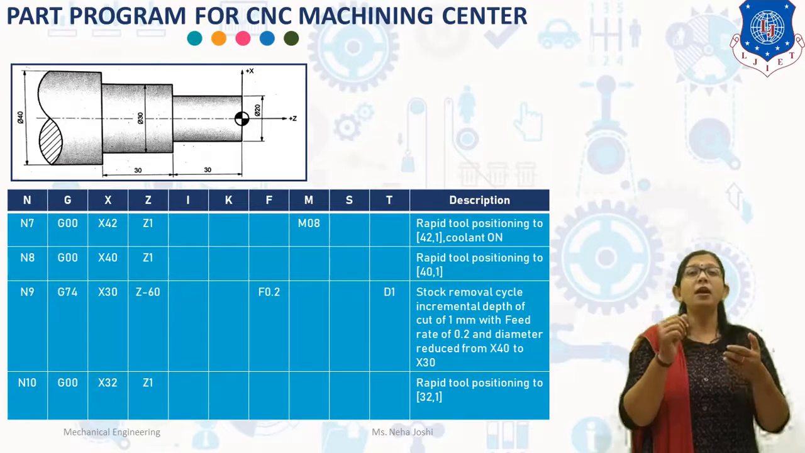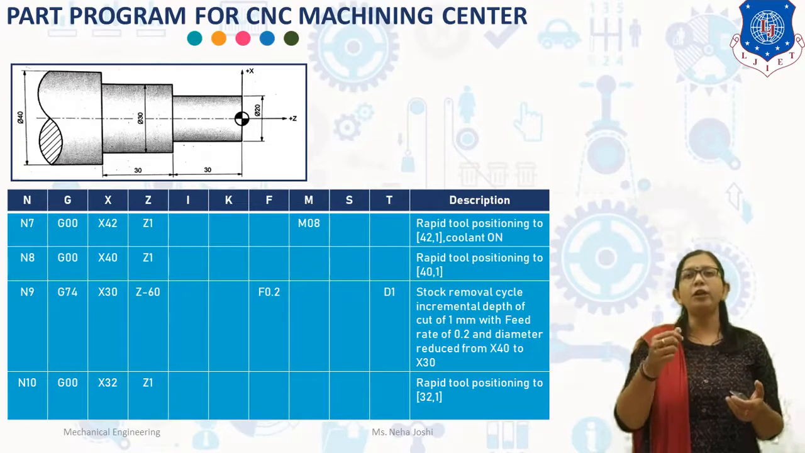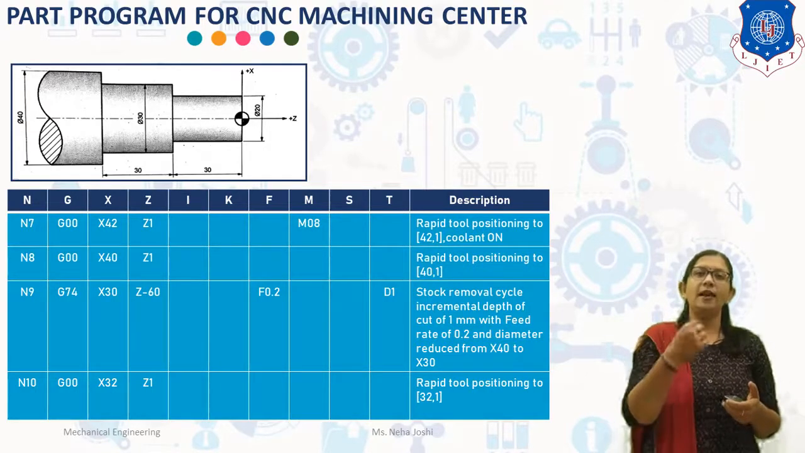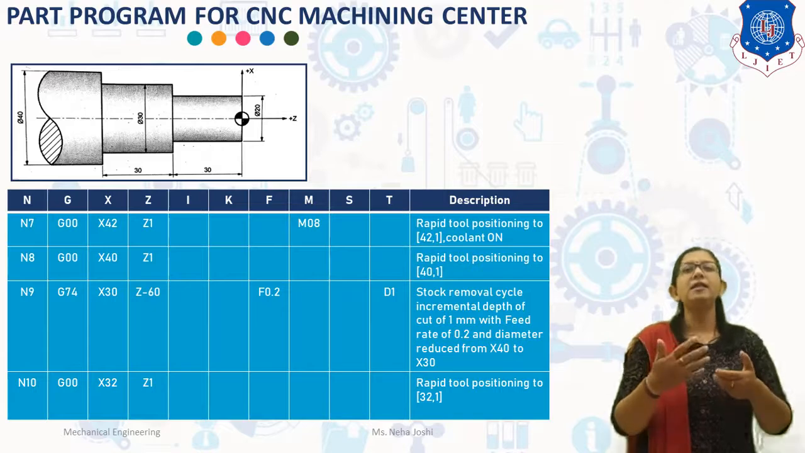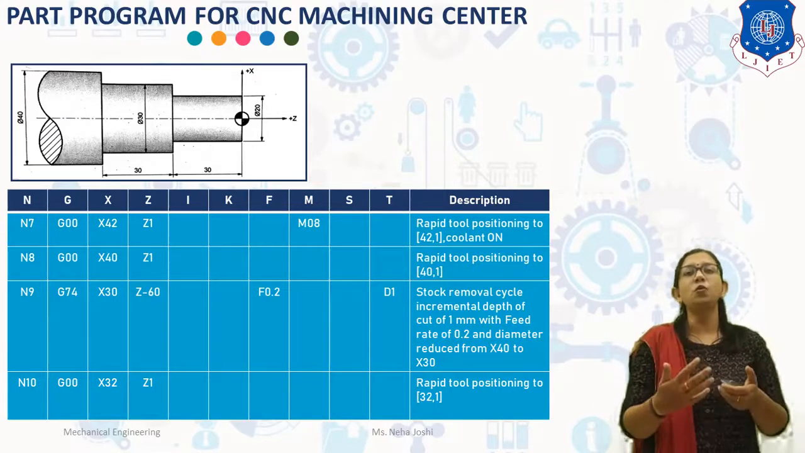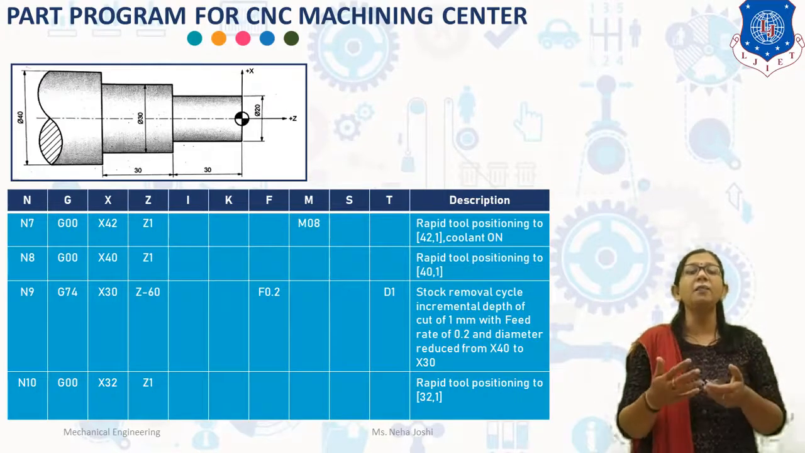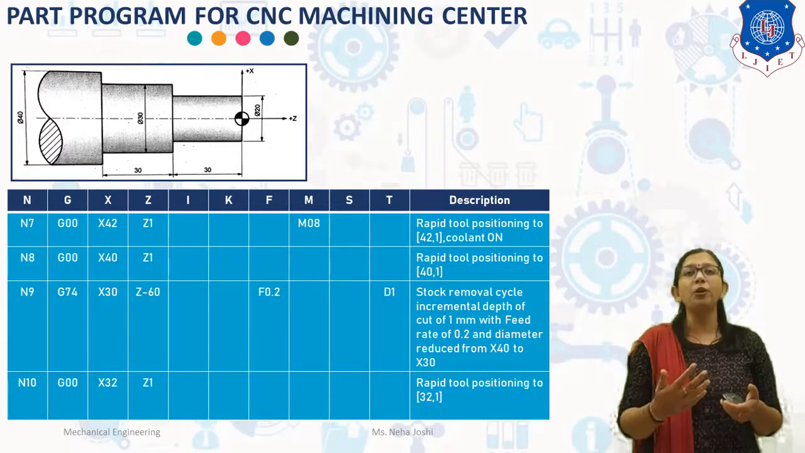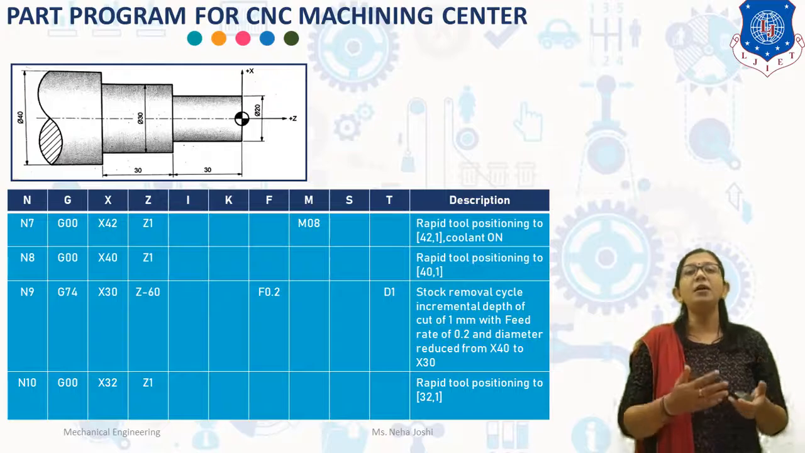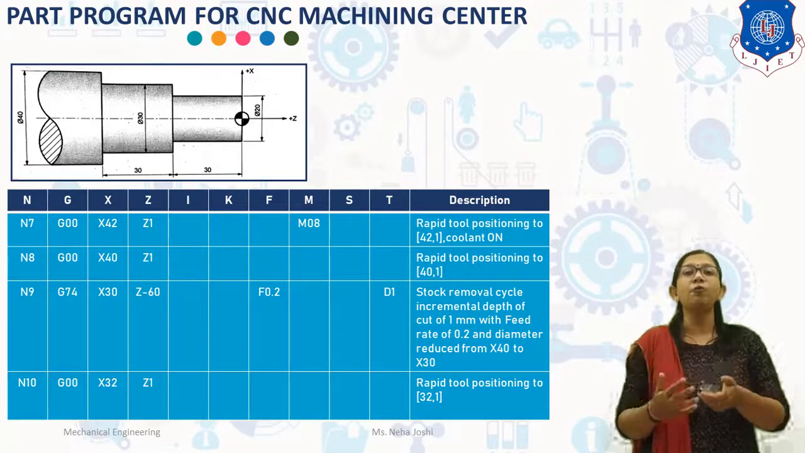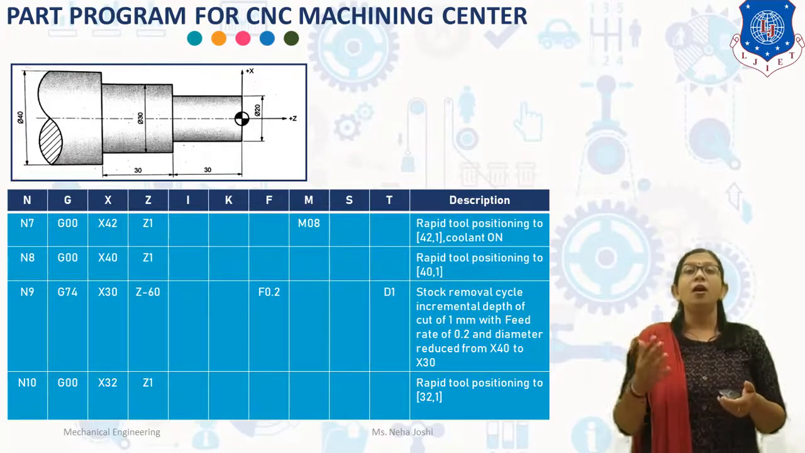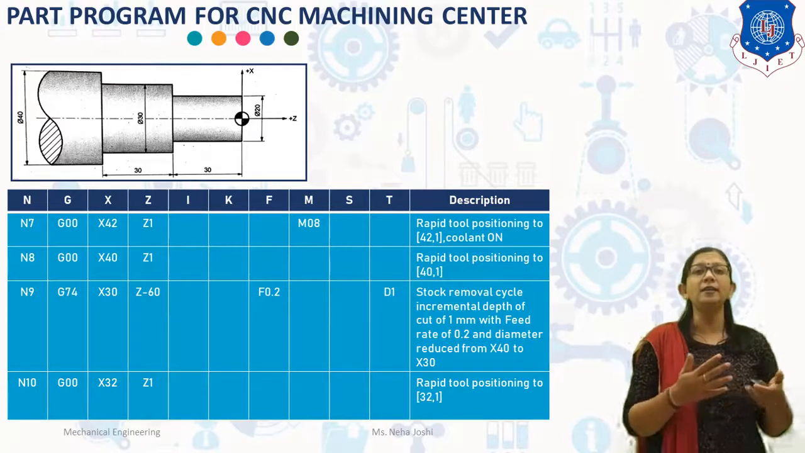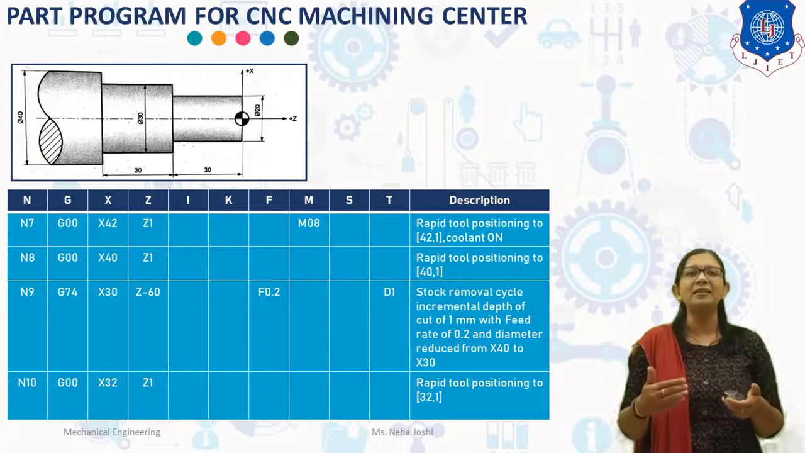Okay. Now we have to reduce the diameter from 40 to 30 mm. For that, the stock removal cycle is used. The next sequence is N9. G74 code indicates the stock removal cycle with an incremental depth of cut of 1 mm with a feed rate of 0.2 mm per revolution, and the diameter is reduced from X40 to X30. And we have to go in the Z direction up to a length of 60 mm. So Z is minus 60.